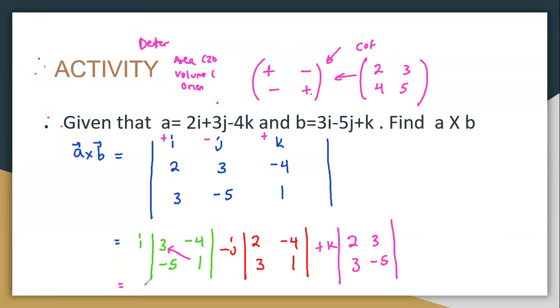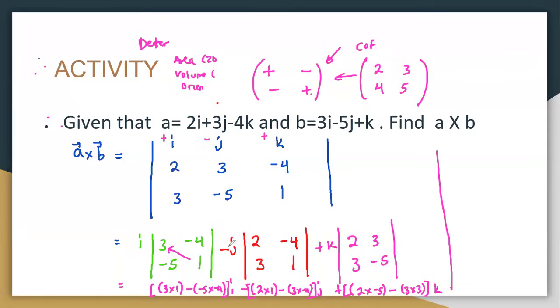So here, I'm going to have my i, then I multiply 3 times 1 minus negative 5 times negative 4. Everything I'm multiplying times i. Then minus, I go to the next one, whereby I have 2 times 1 minus 3 times negative 4. Everything I multiply times the j. Plus, I go to the next one, 2 times negative 1 minus 3 times 3. Then I multiply everything times the k.